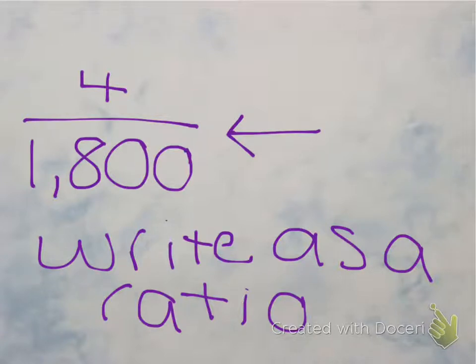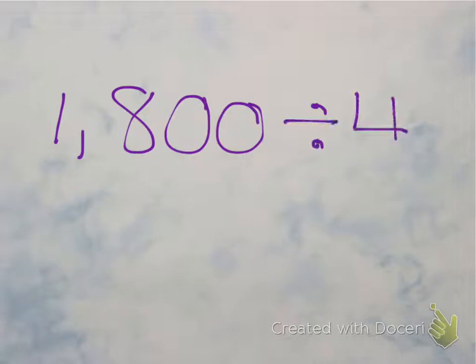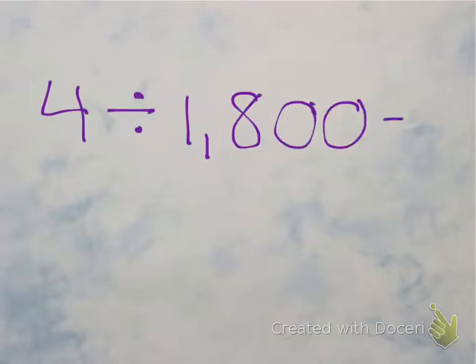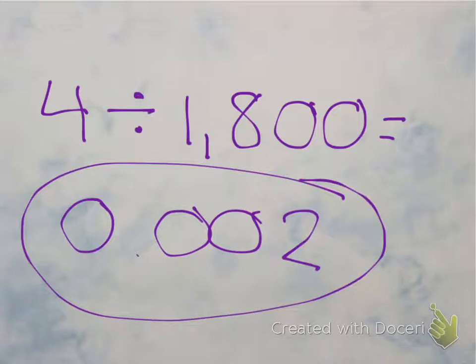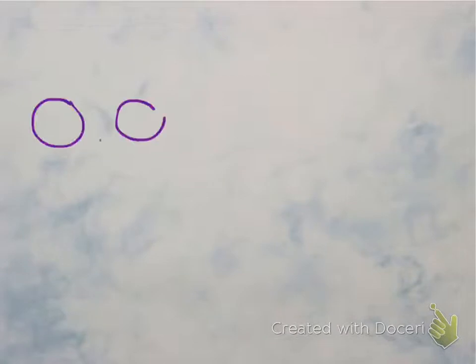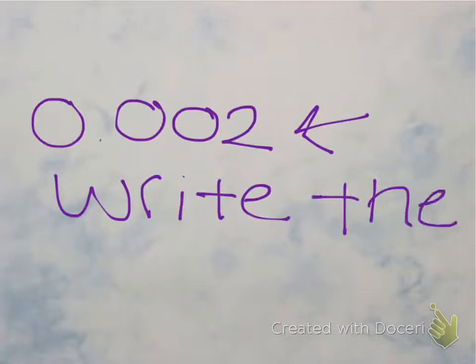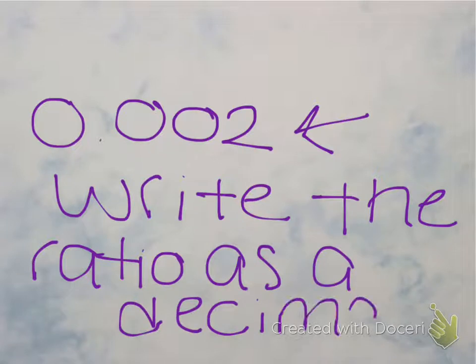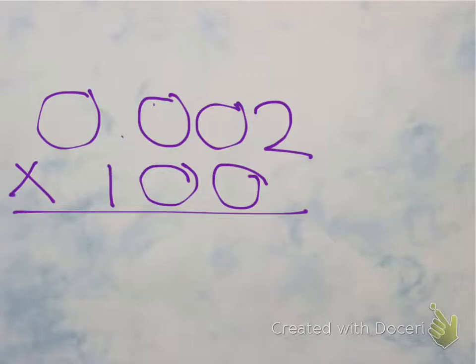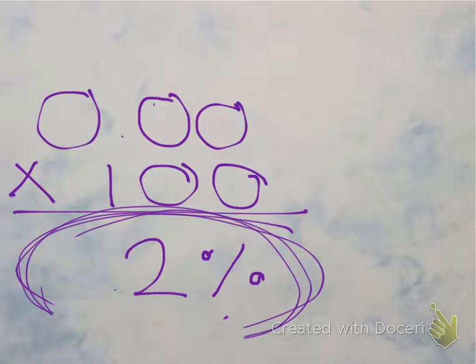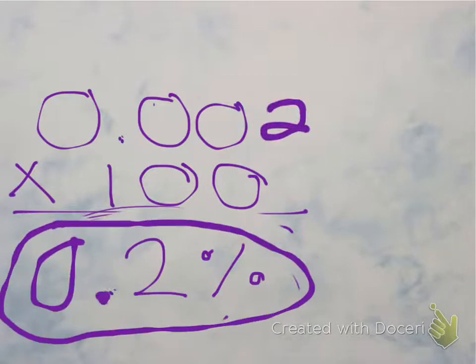So to start this, you have to write it as a ratio as it's seen right there. So you have to do 4 over 1,800. And next you have to divide 4 by 1,800 and you will get 0.002. And then next you have to multiply 0.002 by 100 to get the ratio as a percent. So after you multiply by 100, you get 0.2%. So there is 0.2% of computers that are broken at Bill's job.